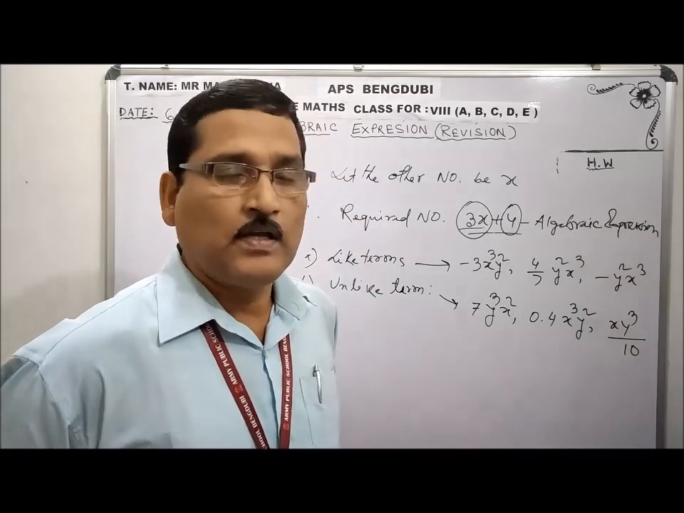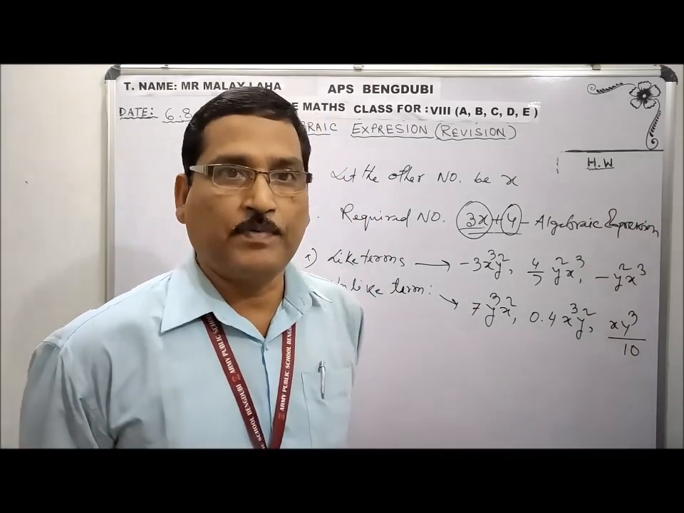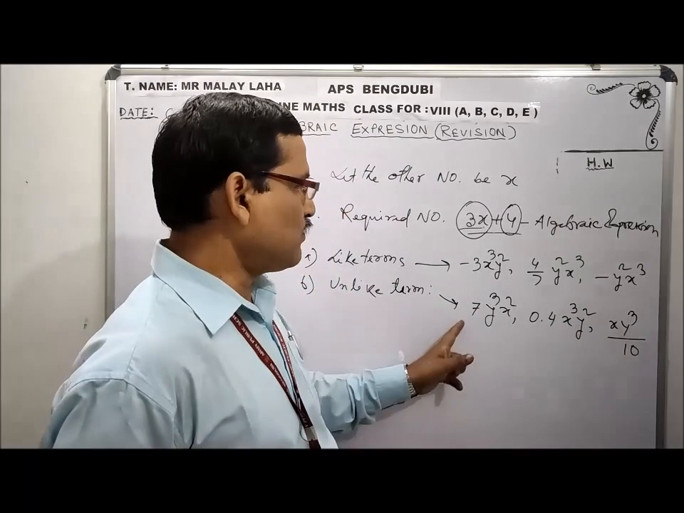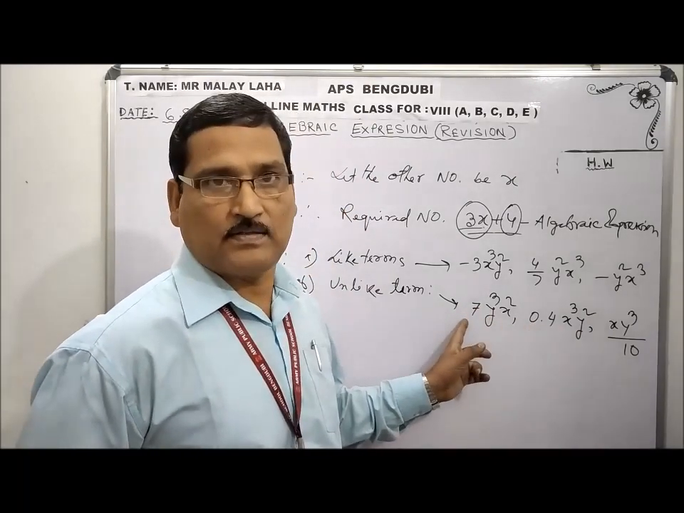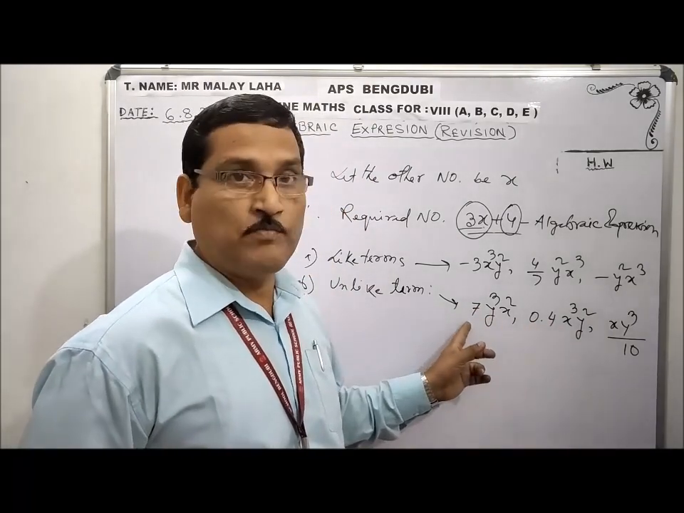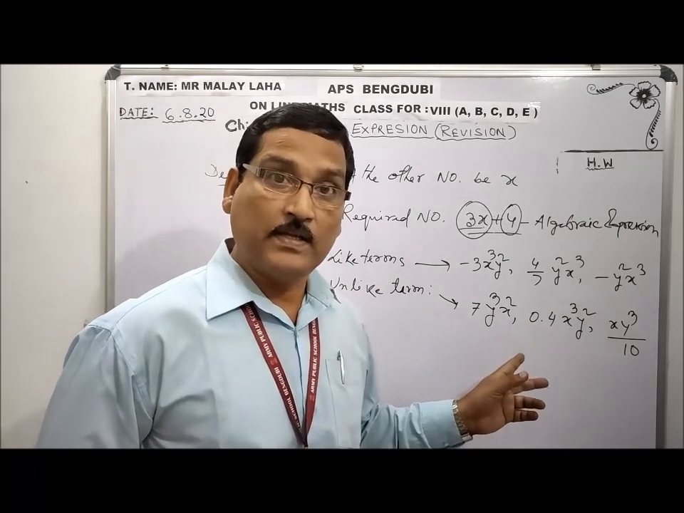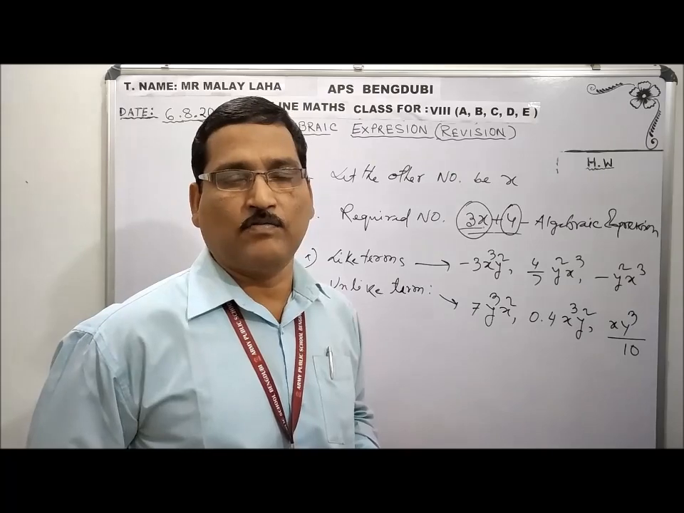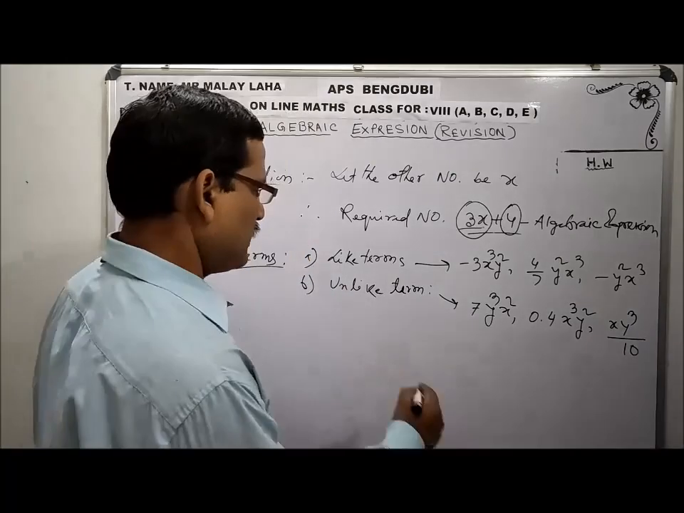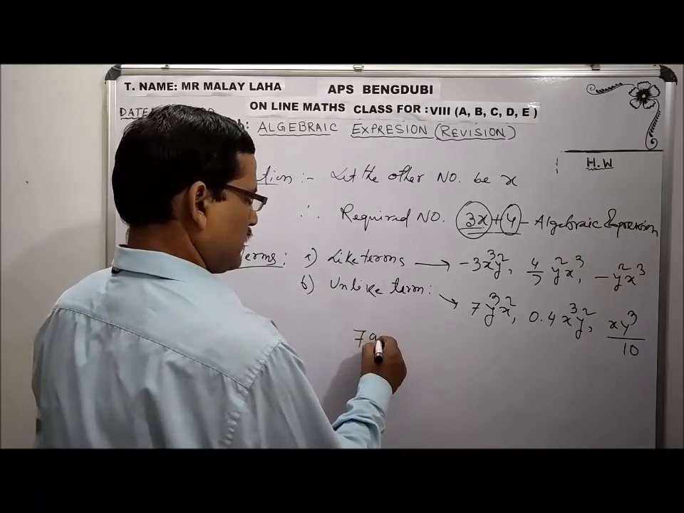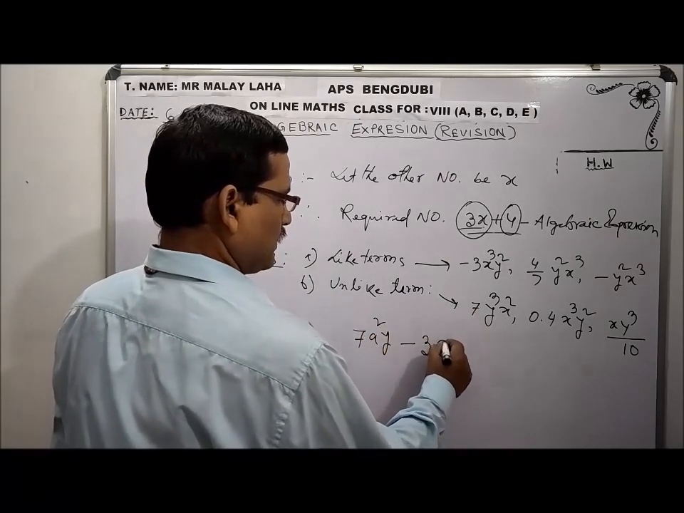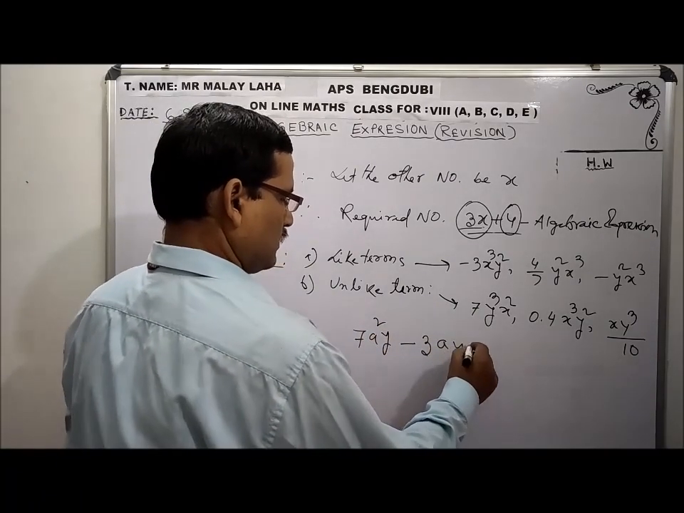And you remember, when we add or subtract, what do we add or subtract? We add or subtract their numerical factors if the terms are like. If unlike terms are there, we cannot add, we cannot subtract. Suppose you see 7a square y minus 3ay square.